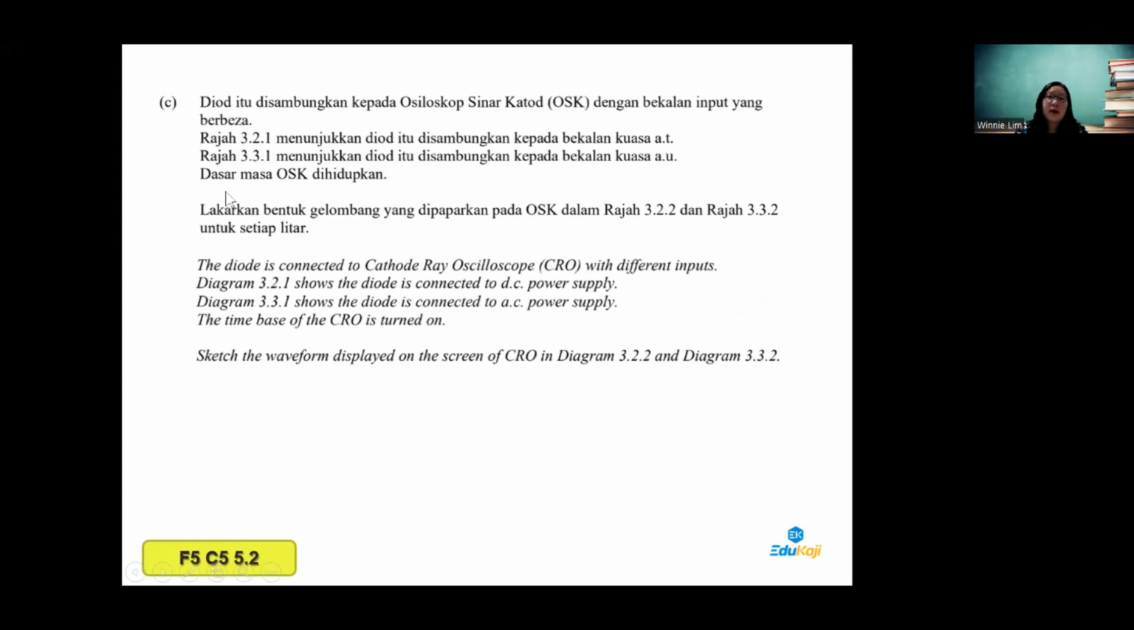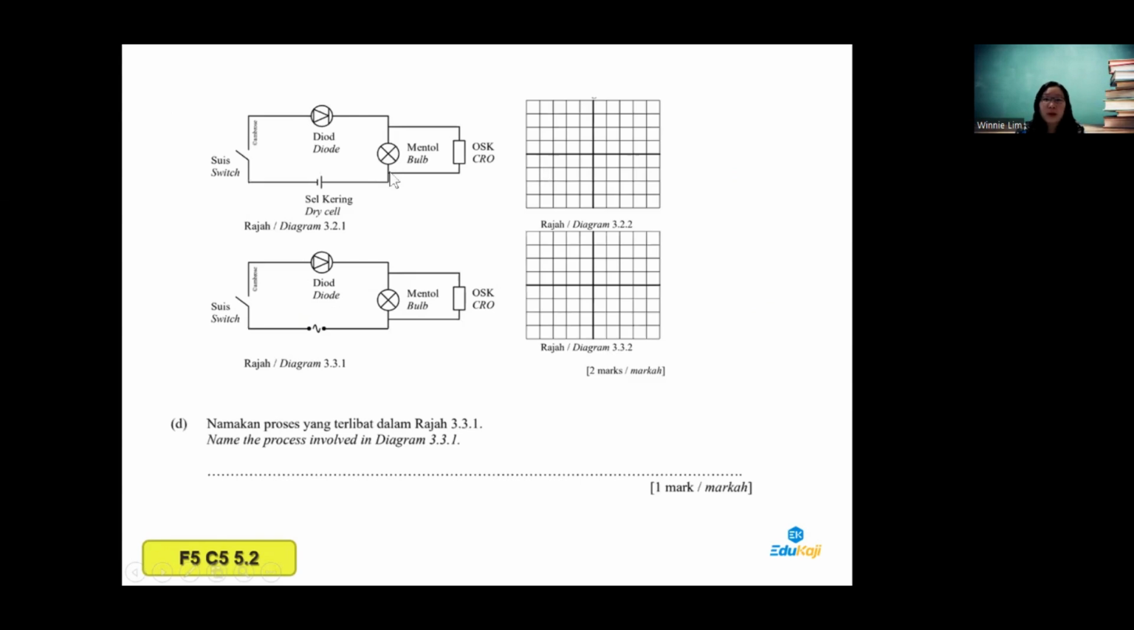Okay, next one. The diode is connected to a cathode ray oscilloscope with different inputs. The first diagram shows the diode connected to a DC supply, and the other one is for an AC supply. They want you to sketch the waveform for both diagrams. So now this is a dry cell. Again, you have to identify what this line is. N-type, this P-type. Then this is positive, this is negative. So what type of connection is this?